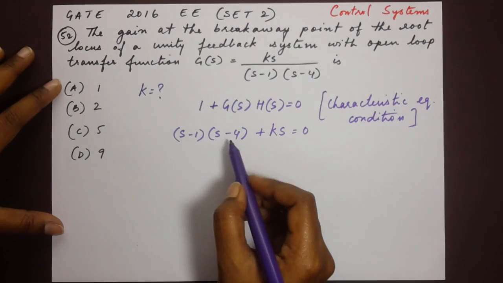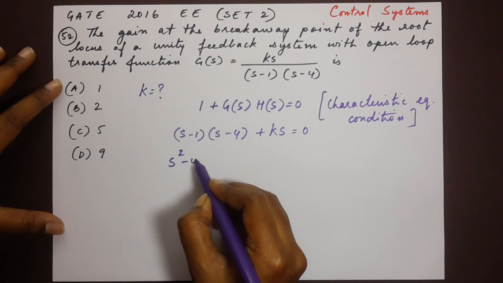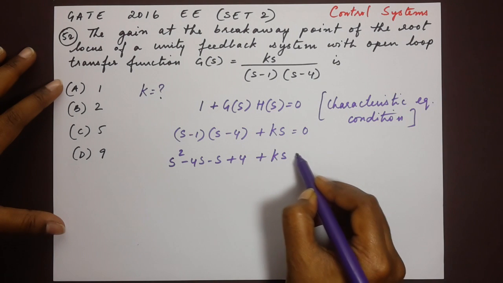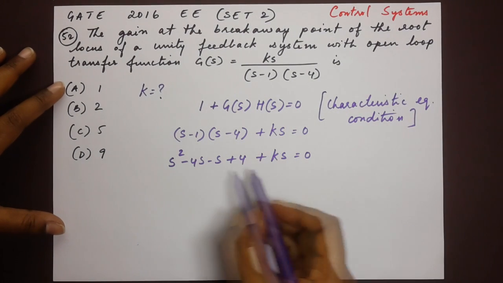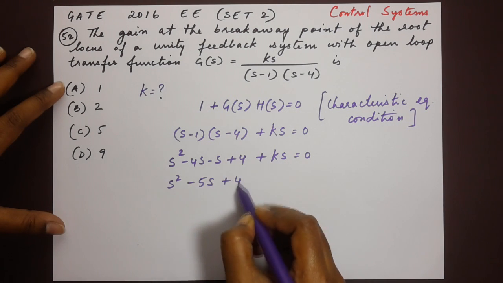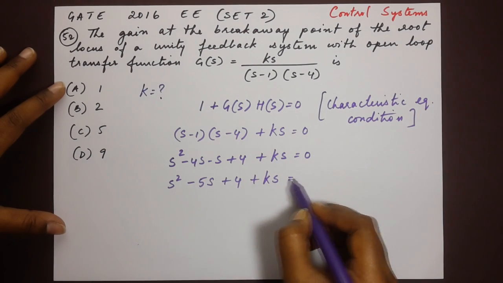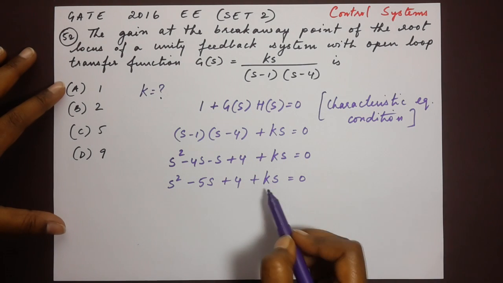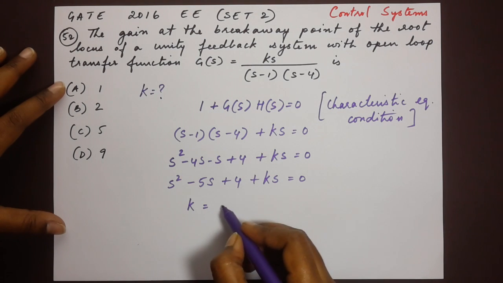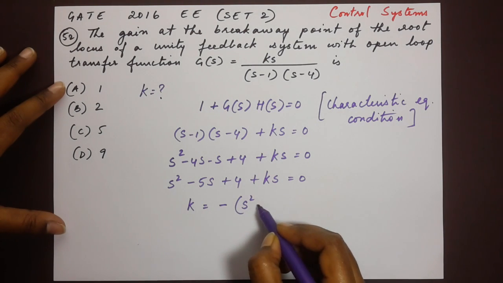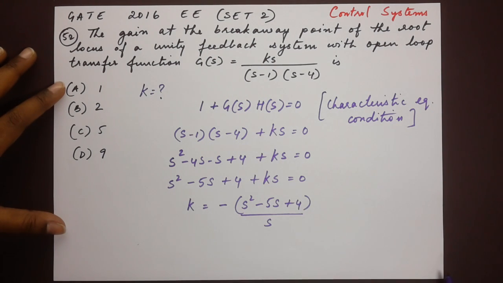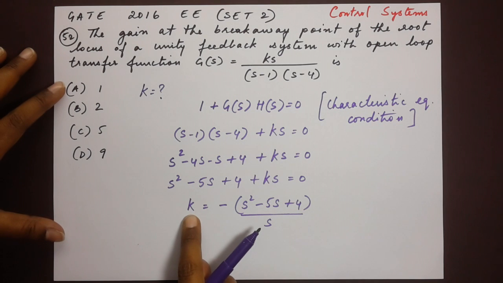Let's open up the brackets here. So we have s² - 4s - s + 4 + Ks = 0. Solving further, we get s² - 5s + 4 + Ks = 0. Now let's find out what the expression for K is. We take everything else on the other side, we get K = -(s² - 5s + 4)/s. So this is the expression for K.